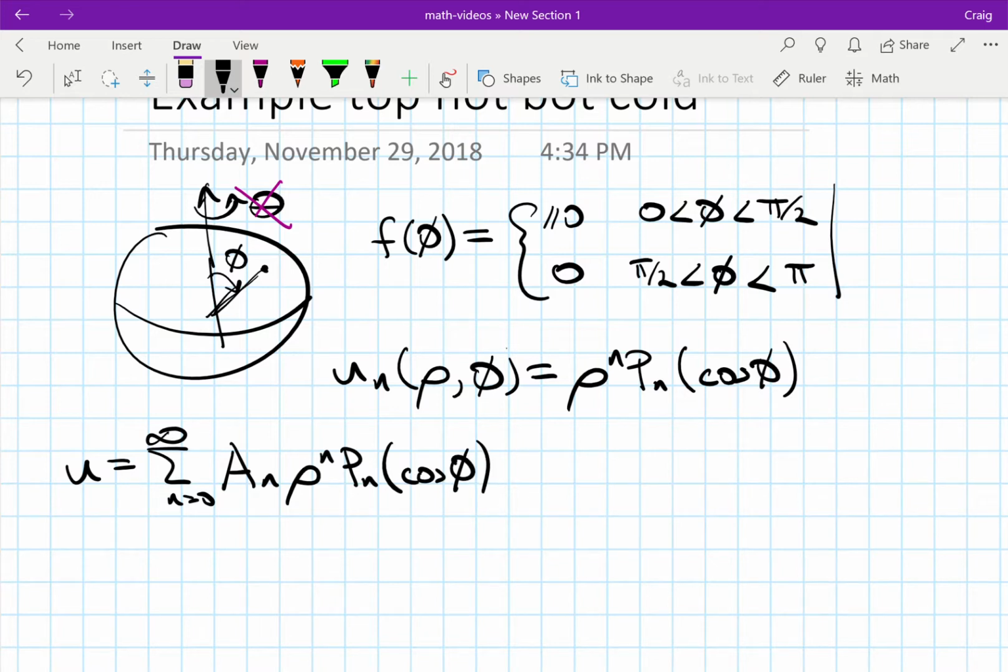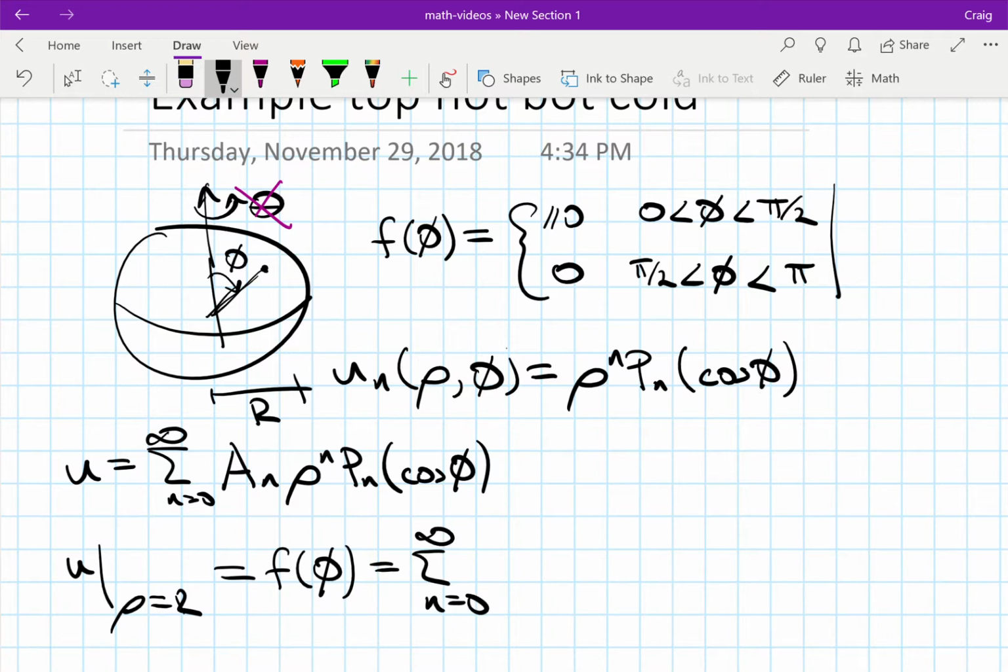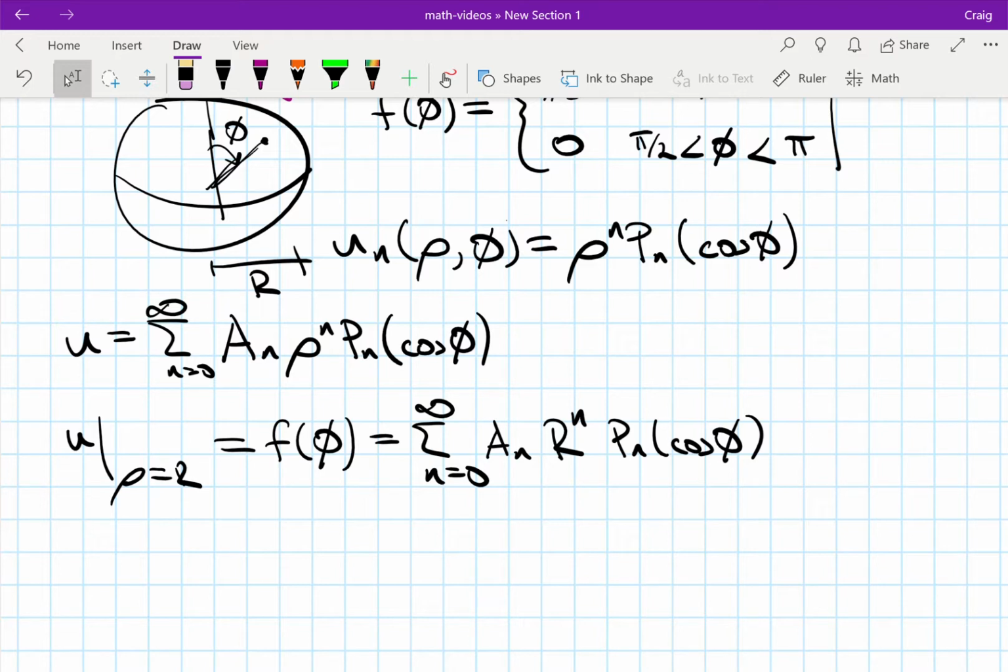Now we have to have that at the surface, u evaluated at rho equals capital R, where capital R is the radius of my sphere, has to be my given surface function. So I can just put in a sub n, R to the n, P sub n of cos phi. So this is a Fourier-Legendre series for f of phi, where the coefficients are this a sub n, which I can choose, times R to the n, which is just sitting there as a factor that I don't have control over.